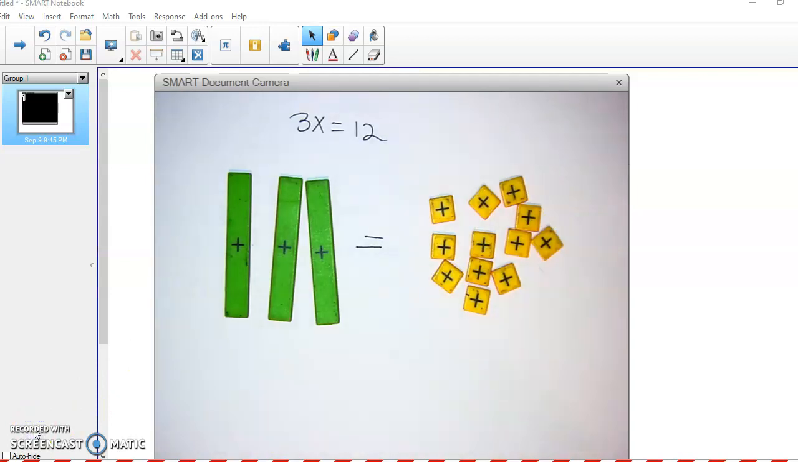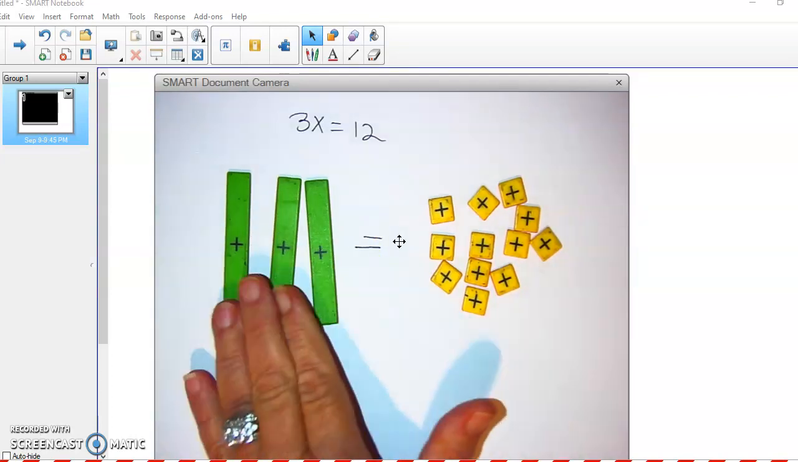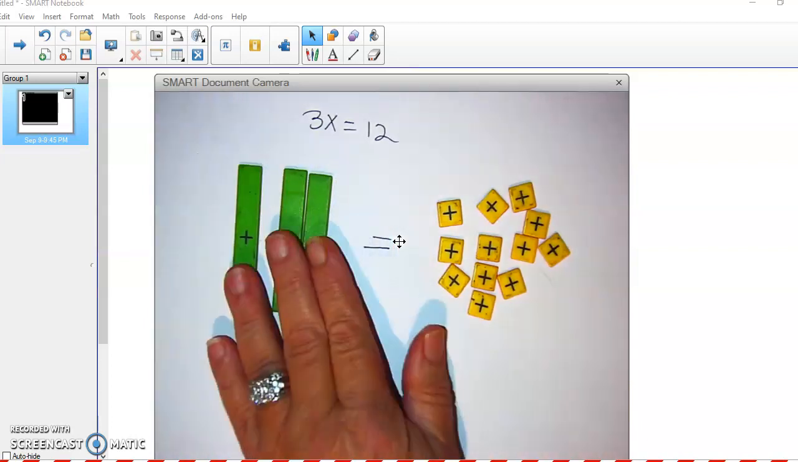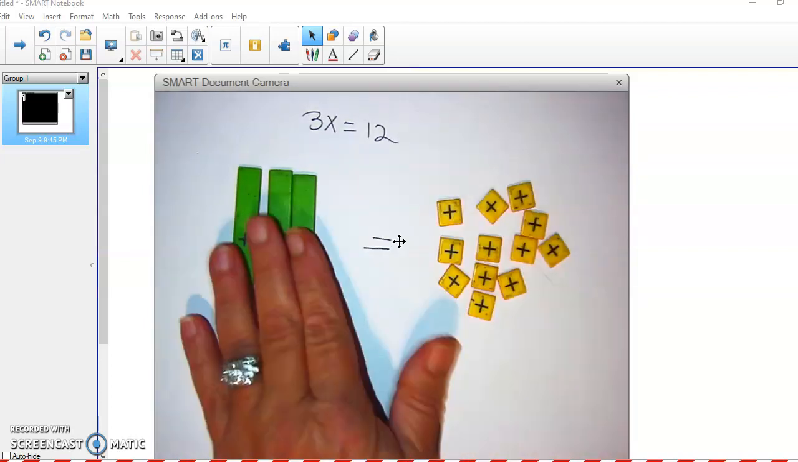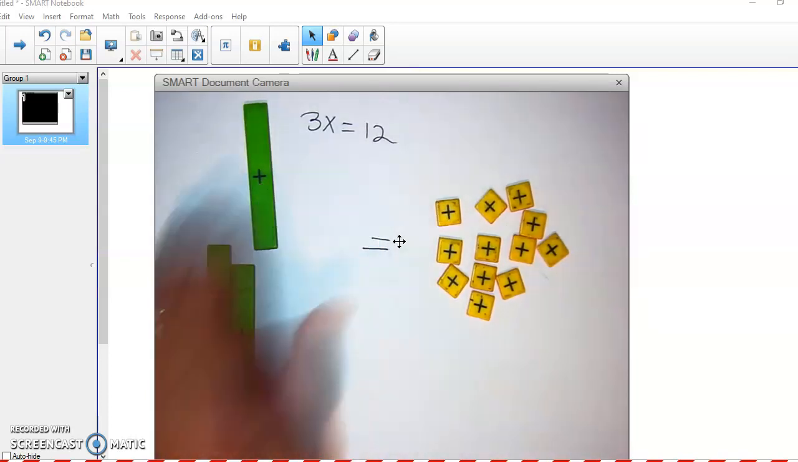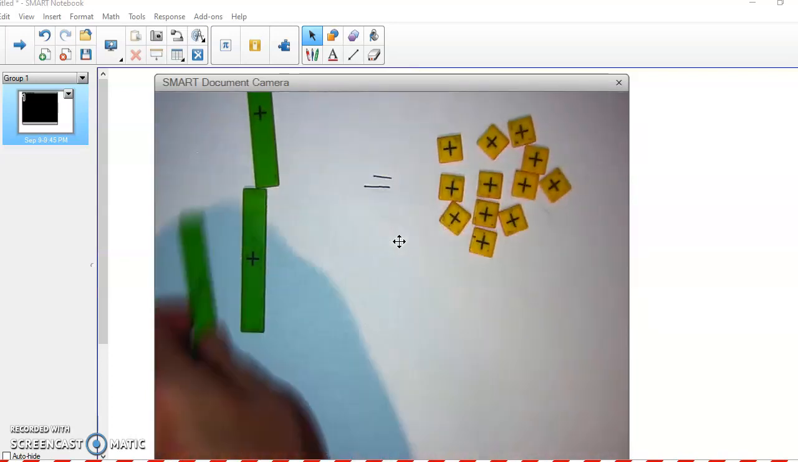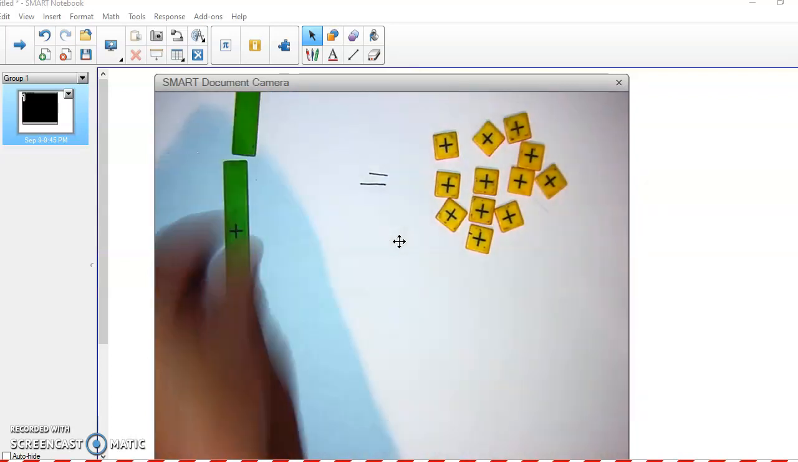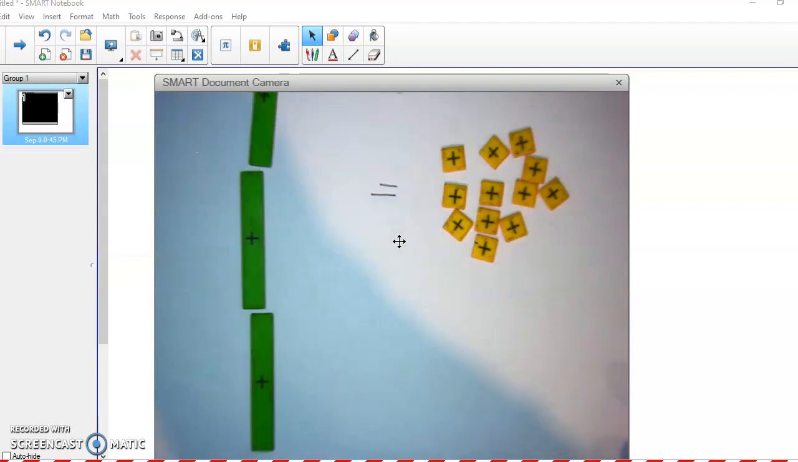Okay, so the next problem says 3x equals 12. So we want to solve for x. We want to isolate that x by itself. So you notice you have 3 x's and there are 12 over here. So I want to divide these x's into 3 different groups. So I'm going to take, there's 1, 2, and let's move this down so we can see it. And let's move this up.